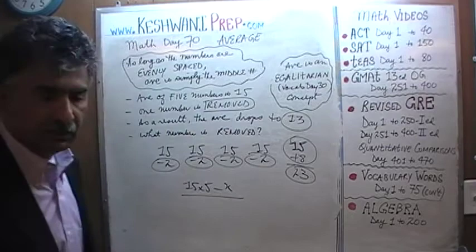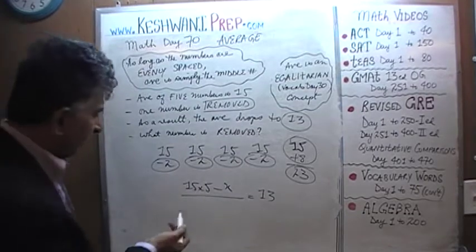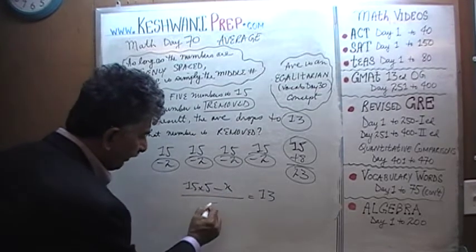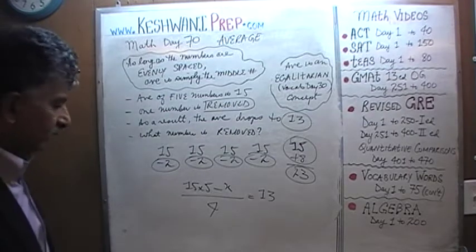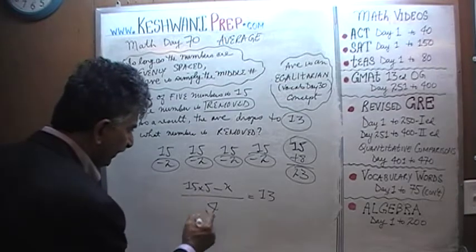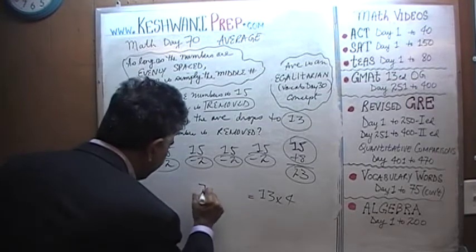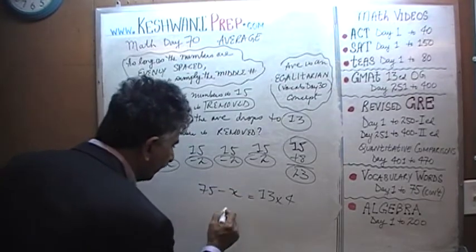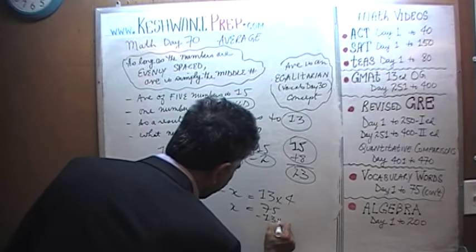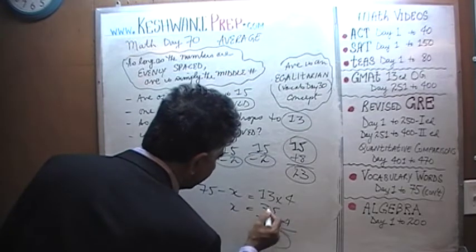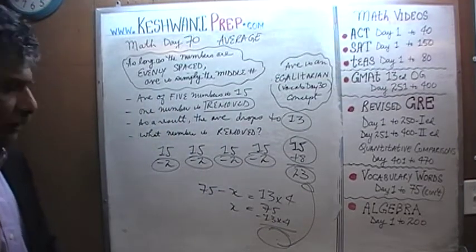And as a result, the new average we are told is 13. But what do we divide this total by? This is the old total minus the number that we removed. We divide it by 4, because now there are only 4 of them. That's the equation we need to solve here. Since we started this thing, we're going to finish it. So it's 75 minus x equals 13 times 4. And therefore, x is going to be 75 minus 13 times 4. I guarantee you, it will come out to be 23.